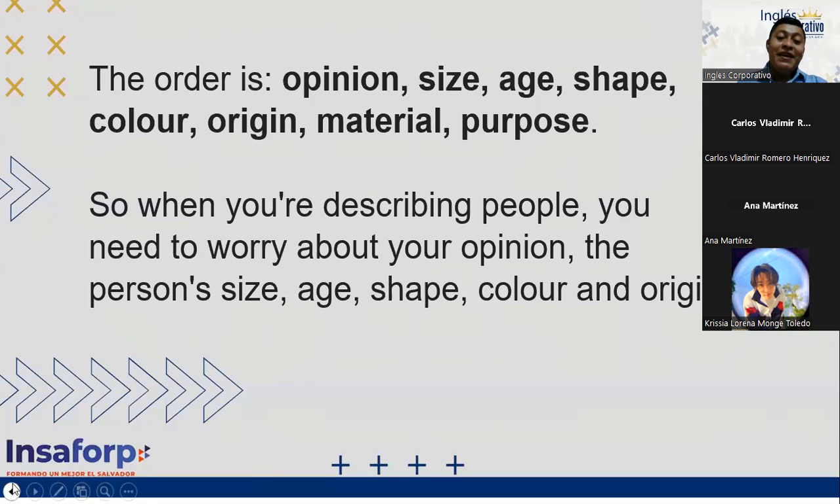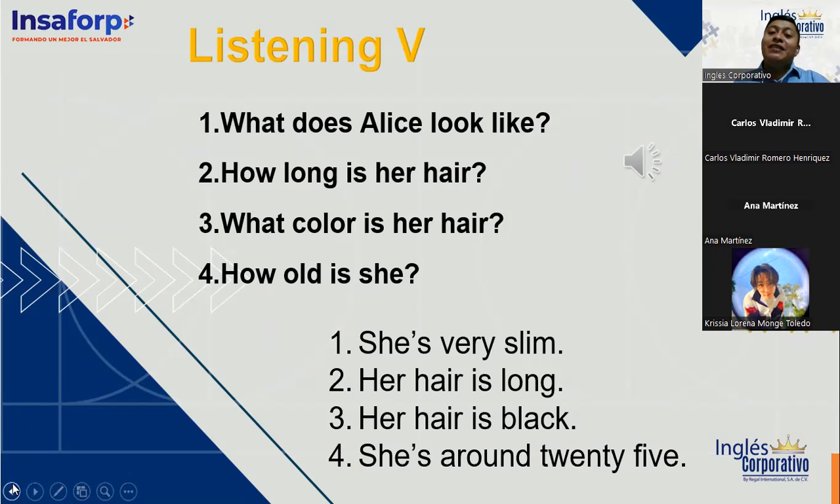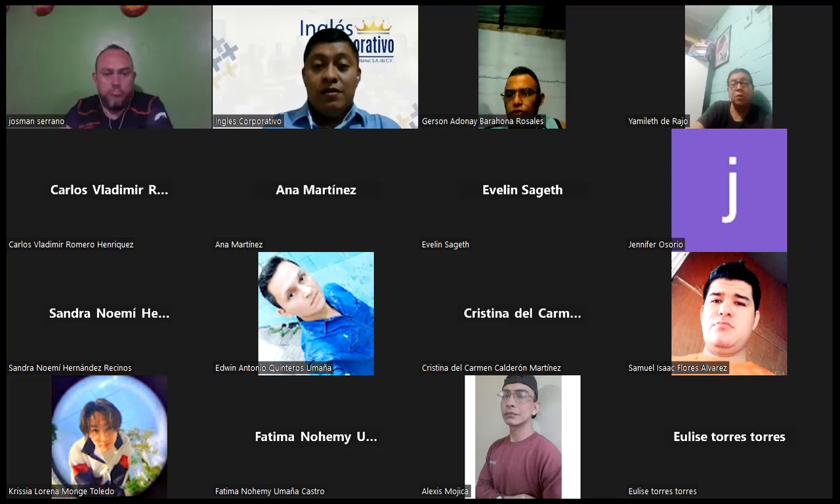Oh, sorry. Here are the answers. What does Alice look like? She's very slim. How long is her hair? Her hair is long. And what color is her hair? Her hair is black. And how old is she? She's around 25. Okay, do you have any question? No question? No, teacher. Okay, let's practice this question.